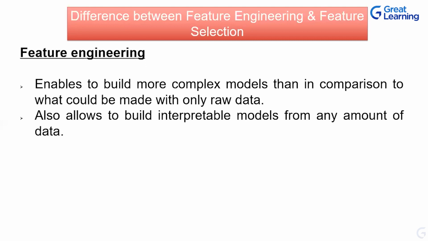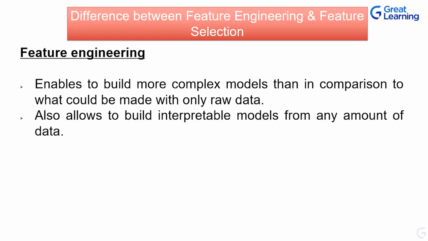What exactly is the difference between feature engineering and feature selection? Feature engineering enables us to build more complex models, right? It allows us to build an interpretable model from any amount of data. Why am I using the word interpretable? Because there are times when you have variables available in the data set, especially in a BFSI segment. The moment we try creating new variables related to the domain we are talking about, the model becomes more interpretable.